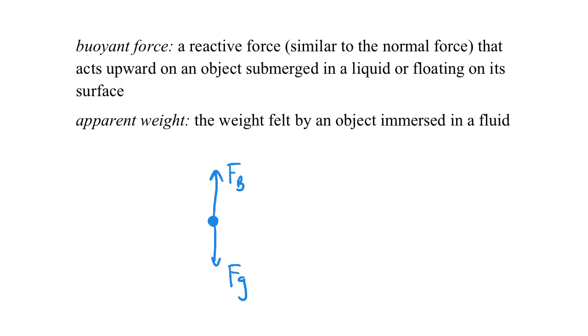So let's say a person, a body, normally weighs 200 pounds, but the buoyant force pushes up with 170 pounds. What would my apparent weight be as a result? 30. My apparent weight would be 30. I feel like I weigh 30 because the buoyant force is giving me a little bit of support. That's why it's so easy to float and tread water and even doggy paddle, because the buoyant force is doing most of the work, not you.